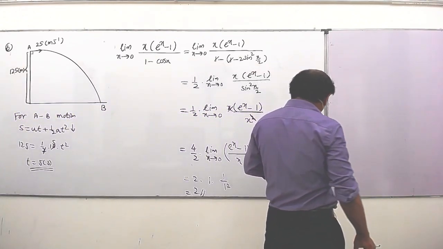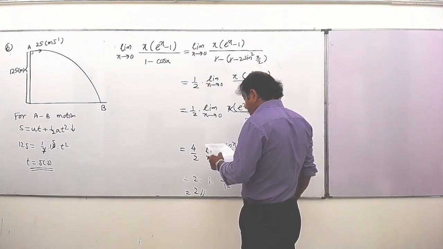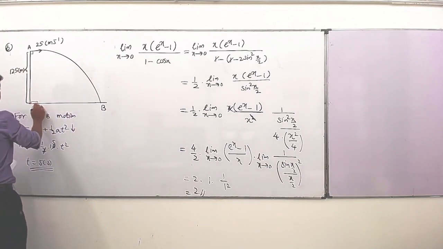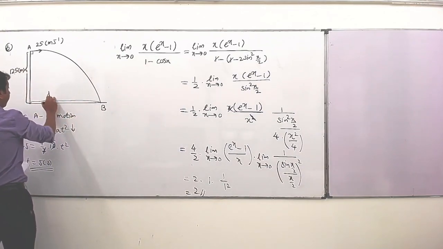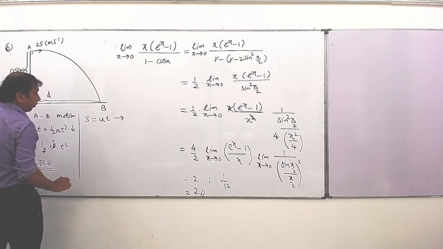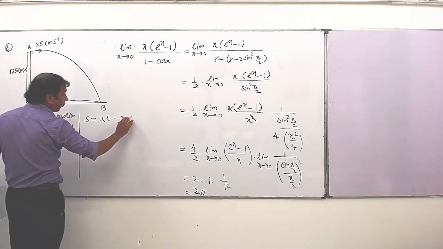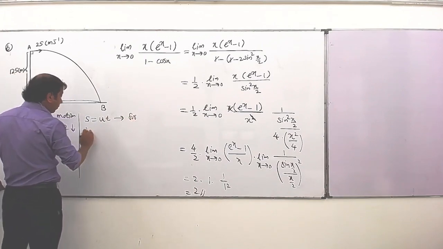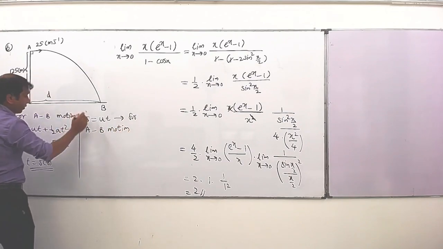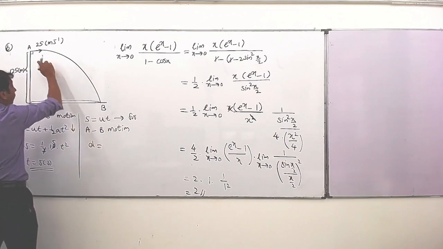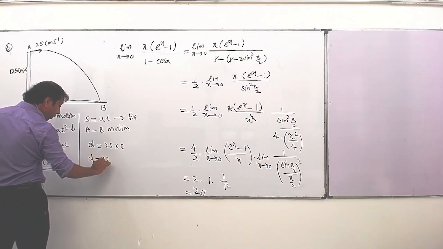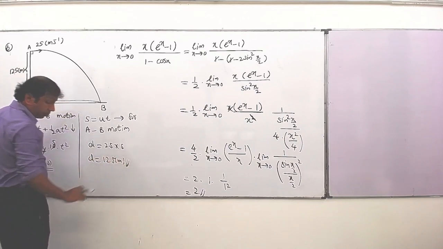Find the distance to the point on the ground from the foot of the building. You know this one, it is asking d. We can apply S equals ut rightward for the motion from A to B. Distance is d, u initial velocity 25, t is 5. D we get 125 meters.